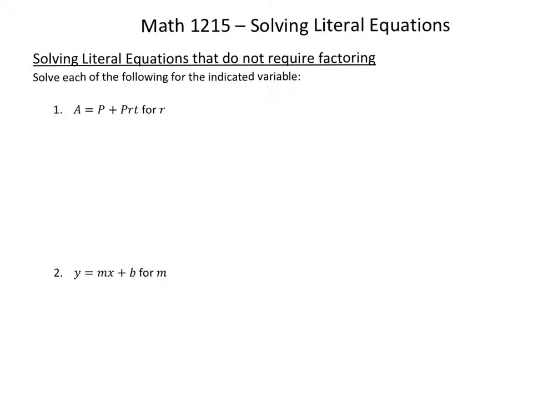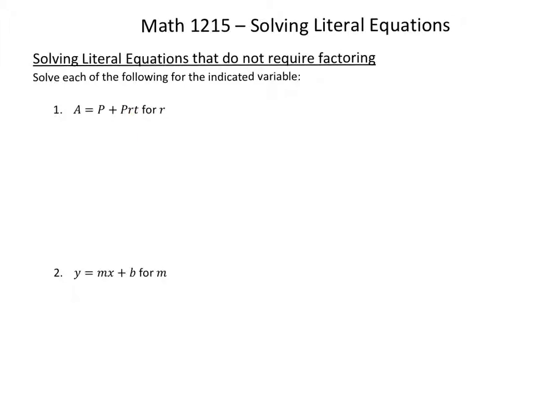So in number one, we are told to take the equation A equals P plus PRT and solve it for R. Now that means to try to get the variable R to be all alone. Right now the R is right there in that term PRT. Always the first step is to get the entire term to be alone, which would be the whole PRT. So you can do that by subtracting P from both sides.